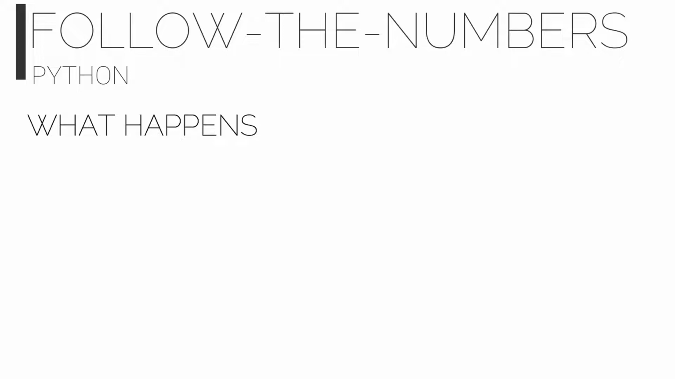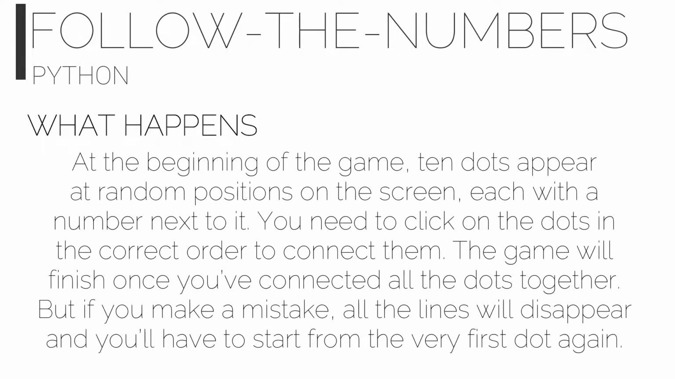What happens? At the beginning of the game, 10 dots appear at random positions on the screen, each with a number next to it. You need to click on the dots in the correct order to connect them. The game will finish once you've connected all the dots together. But if you make a mistake, all the lines will disappear and you'll have to start from the very first dot again.